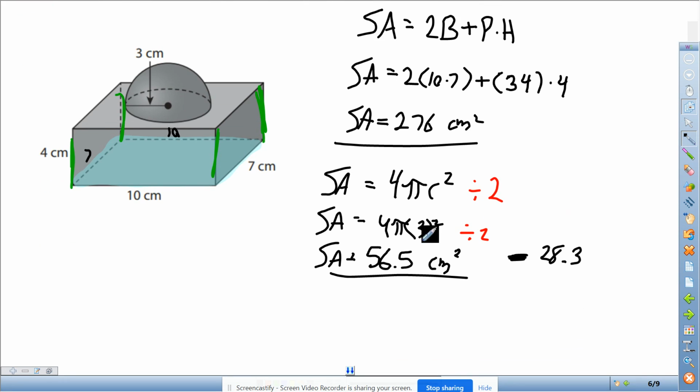So kind of an interesting idea when it comes to that. Let's see. 276 plus 56.5 gives me 332.5, but we realized we then need to subtract 28.3 and actually get that the surface area of this thing is 304.2 centimeters squared.